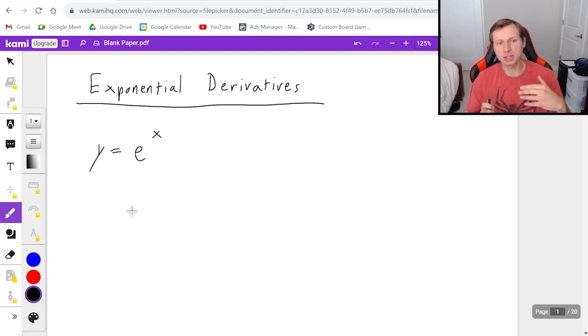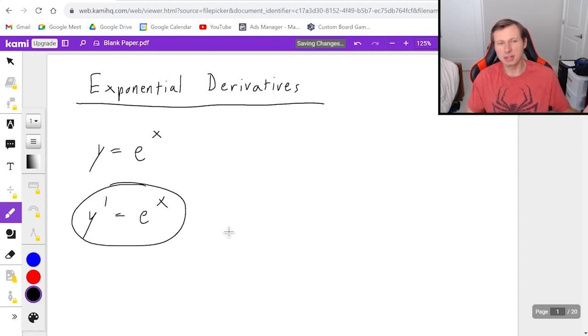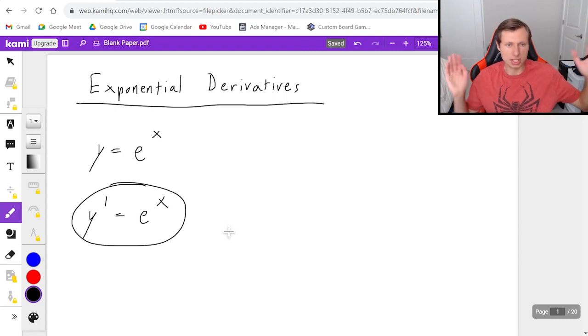And what's special about this number, and especially e to the x, is that it's the only function in the world whose derivative is the same as itself. And so what that means is, if I want the derivative of y equals e to the x, then the derivative y prime is just e to the x. It's the only family of functions in the universe whose derivative is the same as the original function.